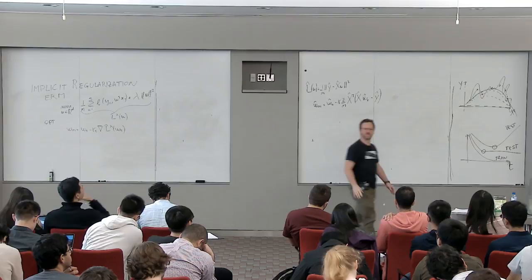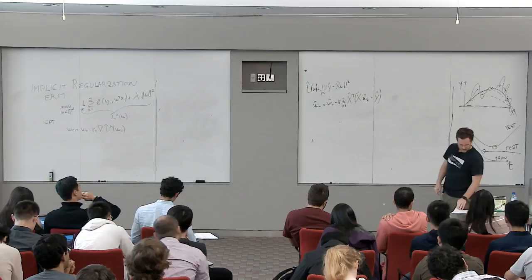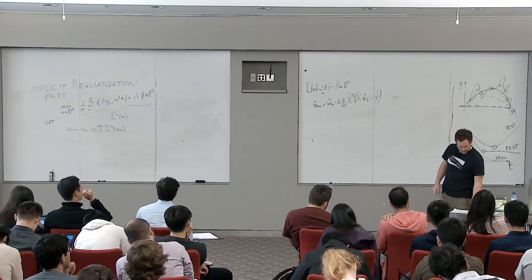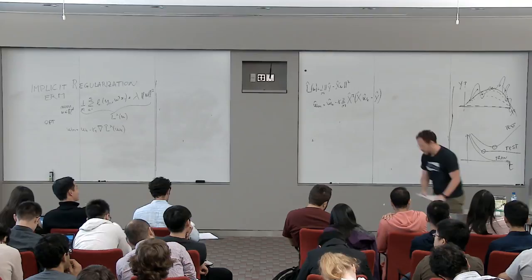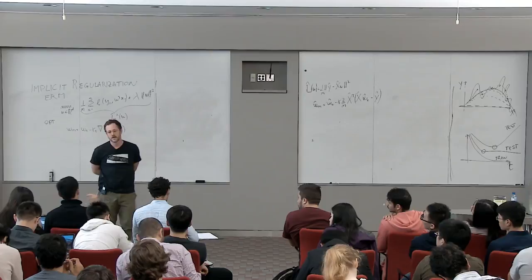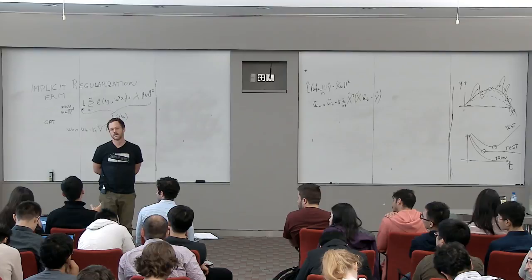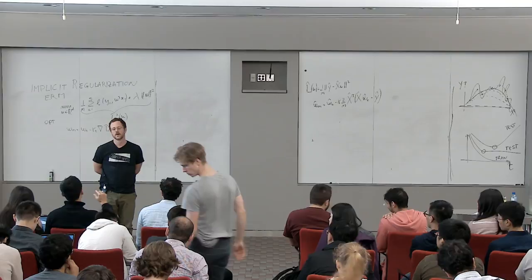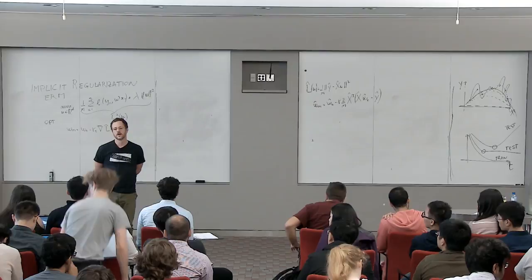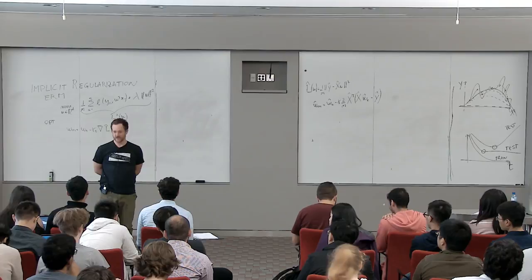Any questions so far? Is it clear where we're going? So the minimal norm is the only... so you agree it converges, right?